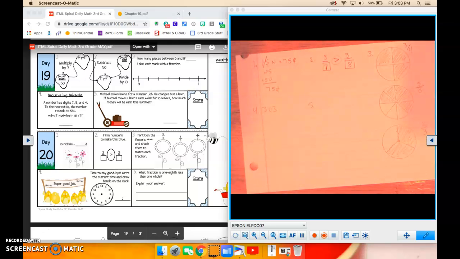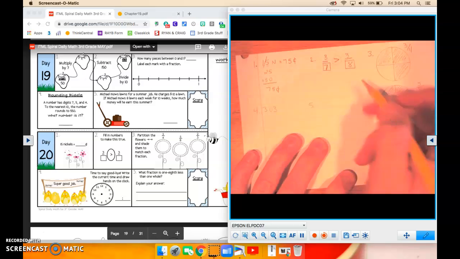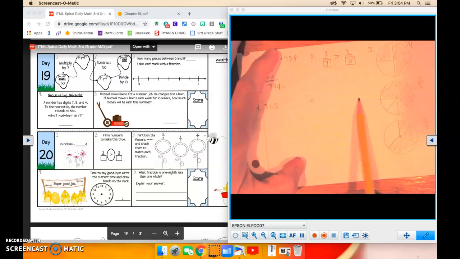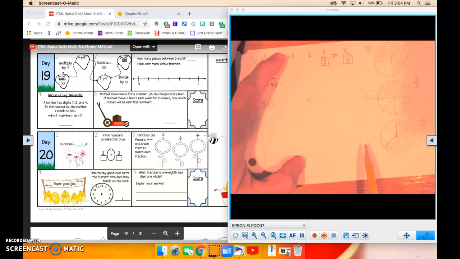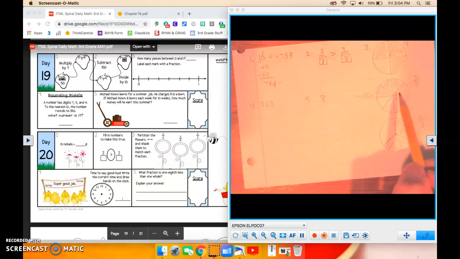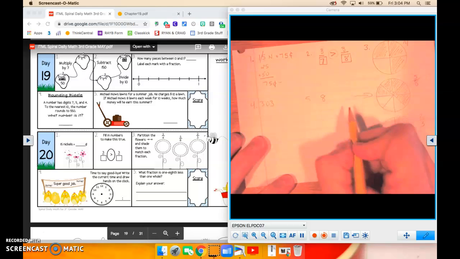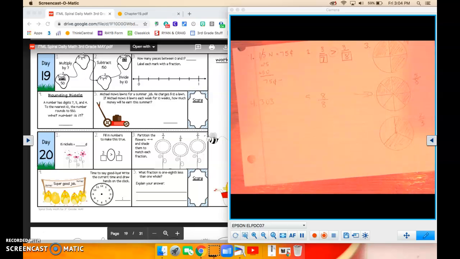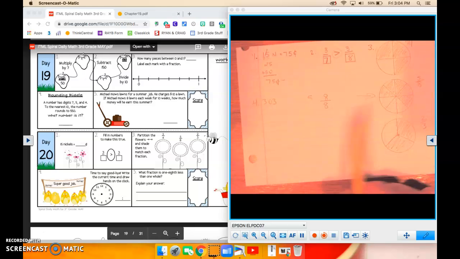What fraction is 1/8 less than 1 whole? Explain your answer. Okay, 1 whole, and we're going to use this one right here, okay? 1 whole, how many pieces are there total? There are 8. Very good. So there's 1 whole. This would be all 8 out of 8. If we colored in 8 of the 8 pieces, we'd have 1 whole pie.